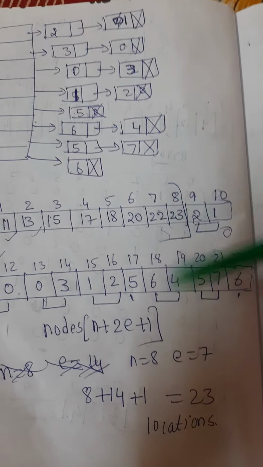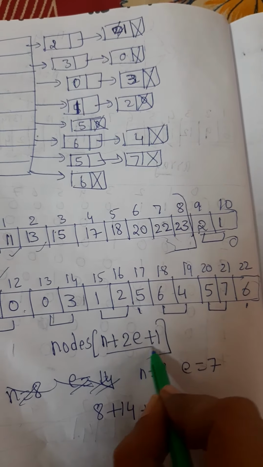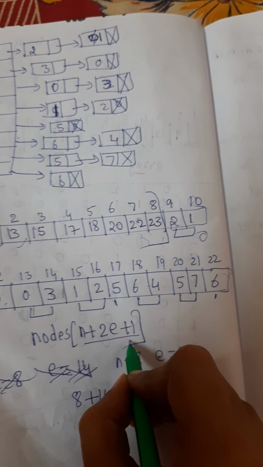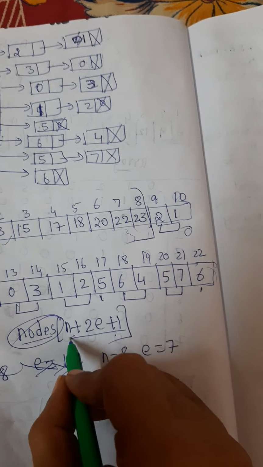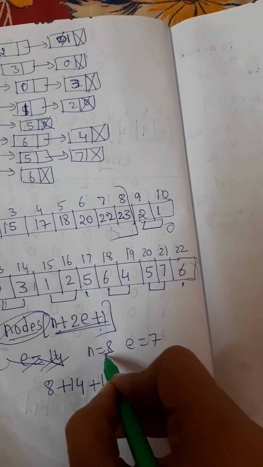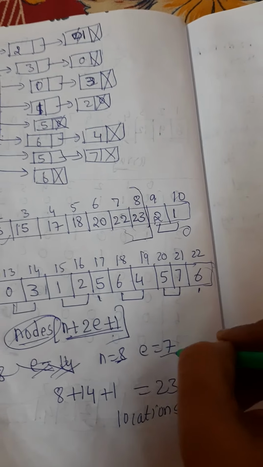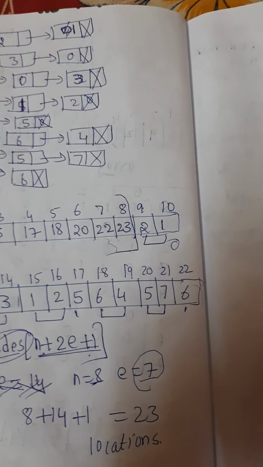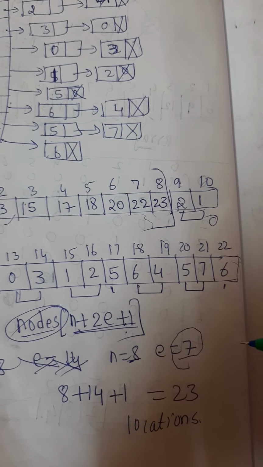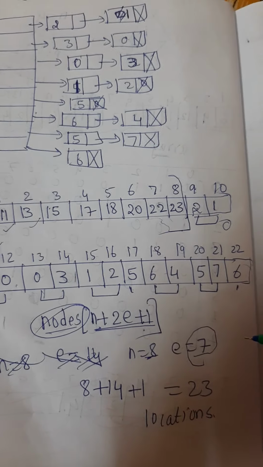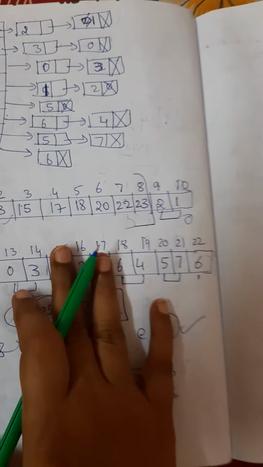Now, what should be the size of the array? The size of the array is n plus 2e plus 1. Nodes is nothing but the array name. So n equal to 8. And how many edges do you have? If the graph is given, then we can say how many edges we have. But the graph is not given. What is given is a matrix. So how to find out how many edges? And also, as I already said, it is a symmetric matrix.